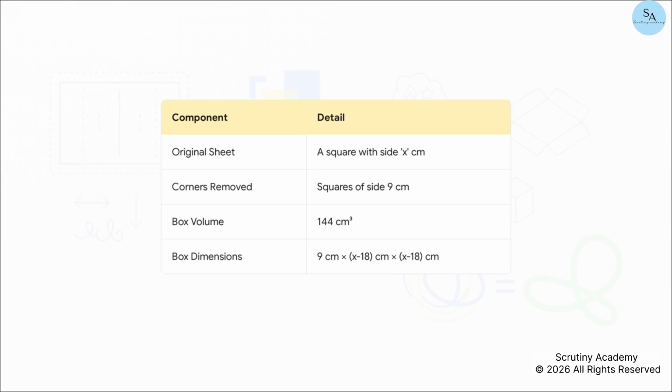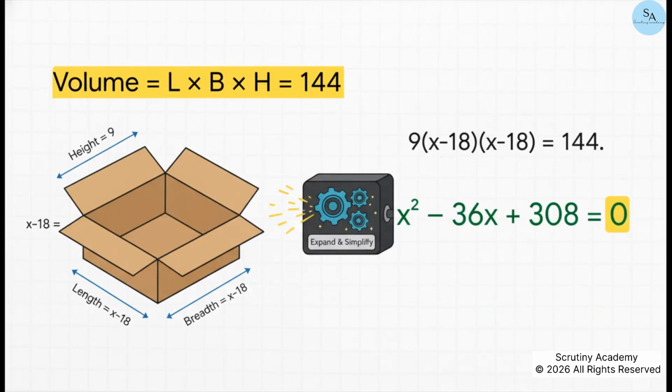Same for the breadth. We know that the volume of a box is just length times breadth times height, and the problem tells us the volume is 144. So that's 9 times x minus 18 times x minus 18 equals 144. And if you go through the steps to expand and simplify this, guess what you get? Yep, another quadratic equation, x squared minus 36x plus 308 equals 0. See how these things keep popping up everywhere?